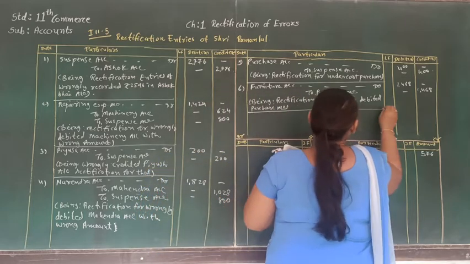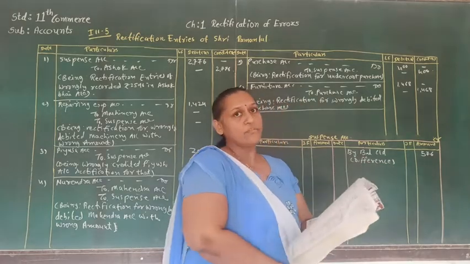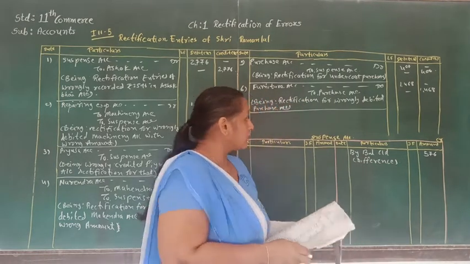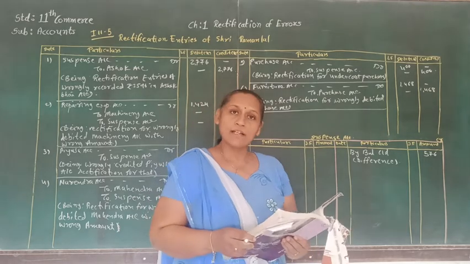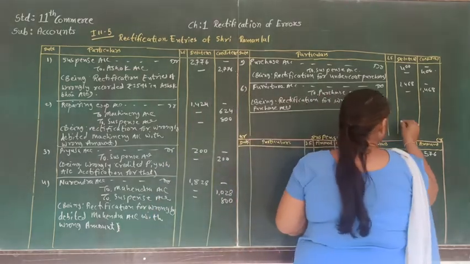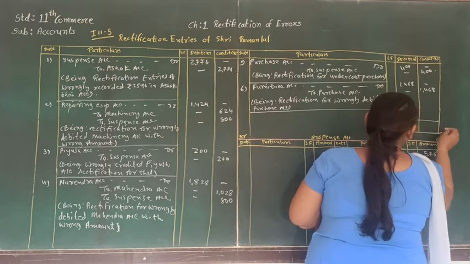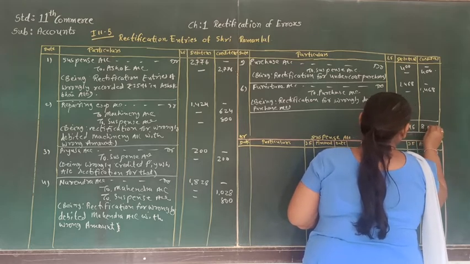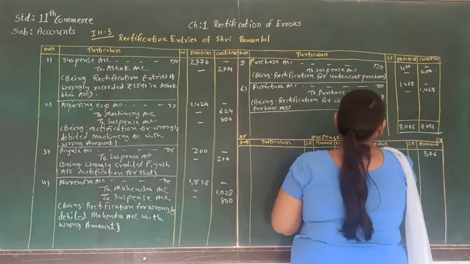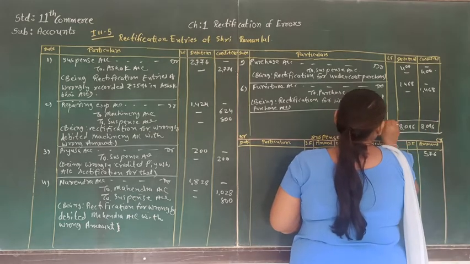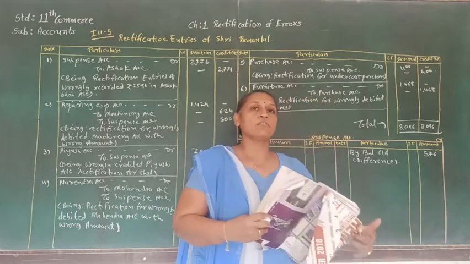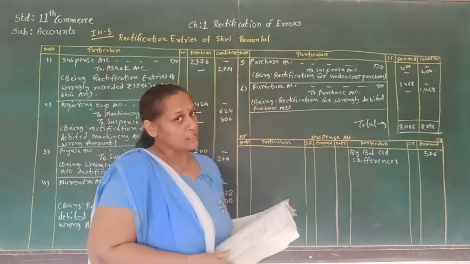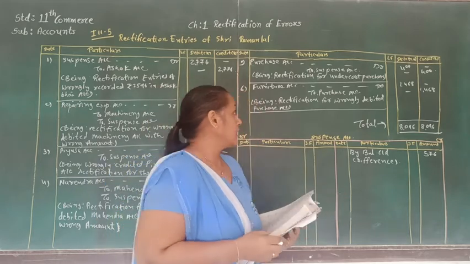So here our journal entry is finished. Take the total of this. So the total of this journal is 8096. So here again we have to prepare the suspense account. So let's prepare the suspense account from the journal entry.